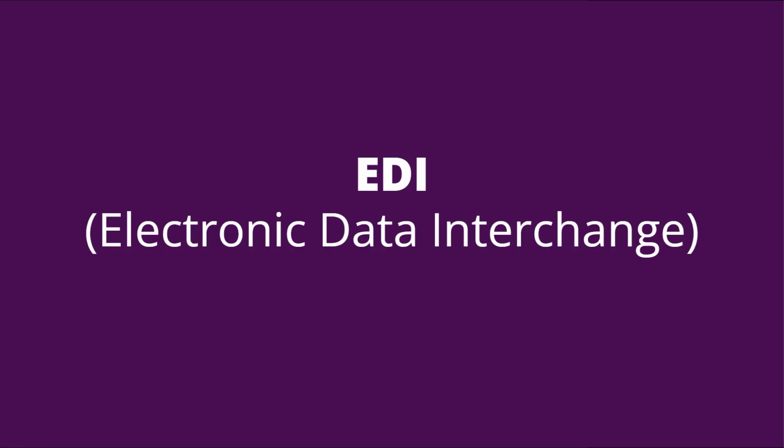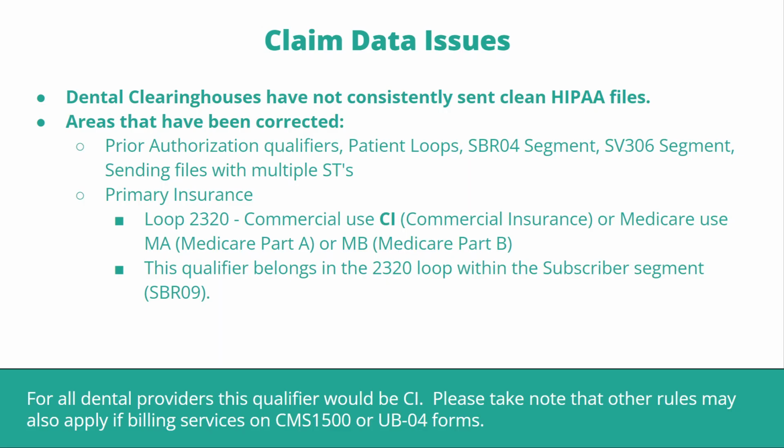Let's talk EDI. To start off, clearinghouse challenges. Many of you may have experienced missing files or rejected reports from your clearinghouses. Here are some of the most recent items that have been resolved by working with Dental Exchange, Tasia, Claim Remedy, also known as Waystar, and Apex: the PA qualifier, the patient loop, the subscriber segments, and the SV3 quantity segment, along with files that contain duplicate control numbers for either the ISA or the functional group numbers.